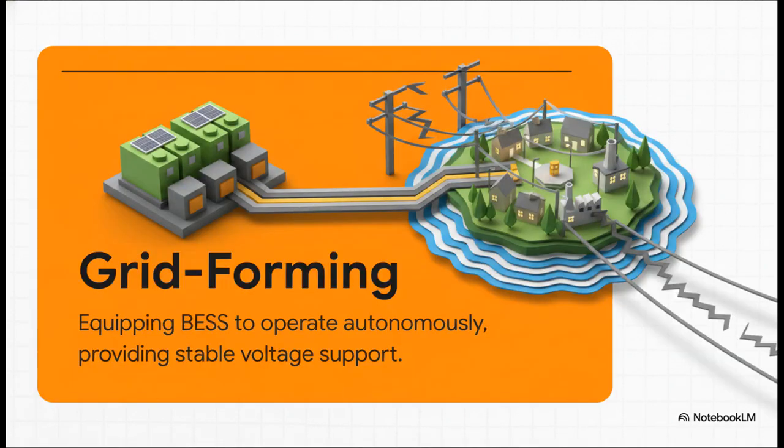But the holy grail of these algorithms is what we call grid-forming capability. This is massive. It means the system doesn't just follow the grid. It can operate completely autonomously. If the external grid completely blacks out, no problem. The BESS instantly switches into an islanded microgrid mode, acting as its own primary power source to provide that rock-solid voltage and frequency support, keeping local infrastructure up and running.